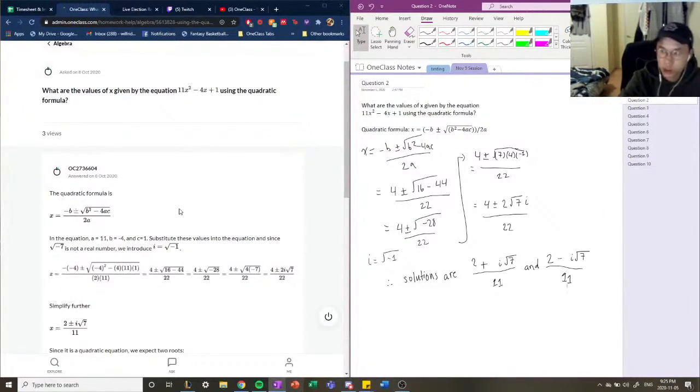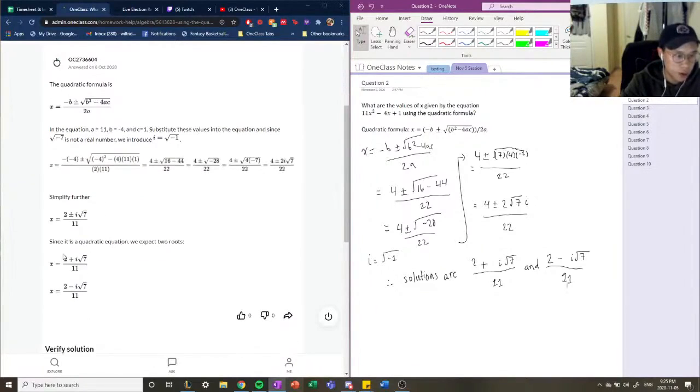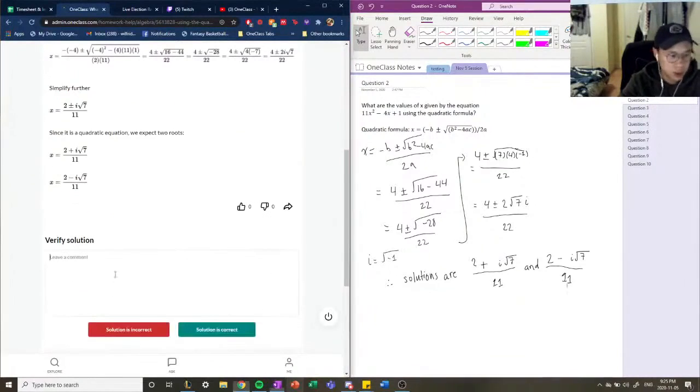So looking at the junior tutor's solution, they basically did the same thing. They used the quadratic formula. They plugged in their values. They figured out that, oh, this is a complex number set. So then they used a complex number to simplify it further, and they came up with the positive and the negative solution. So this solution is correct.